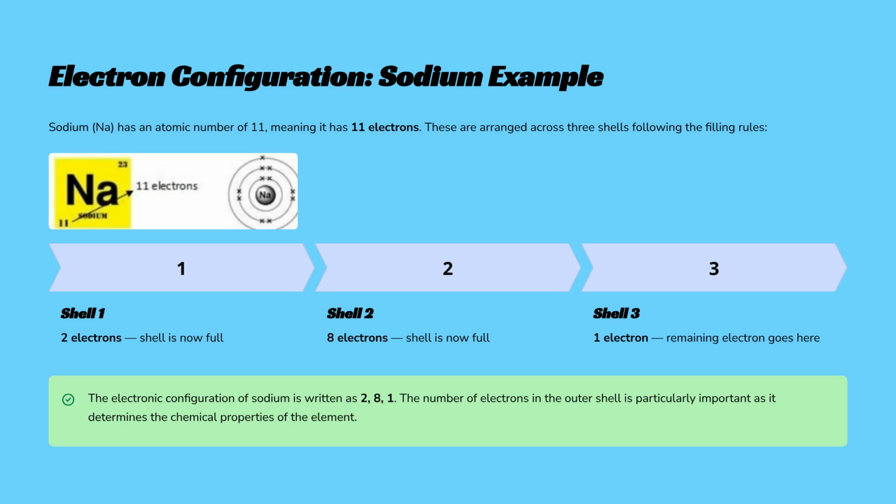For sodium, with 11 electrons, the configuration is 2, 8, 1. Shell 1 has 2, Shell 2 has 8, and the remaining 1 electron goes into Shell 3. This outer electron determines its chemical properties.